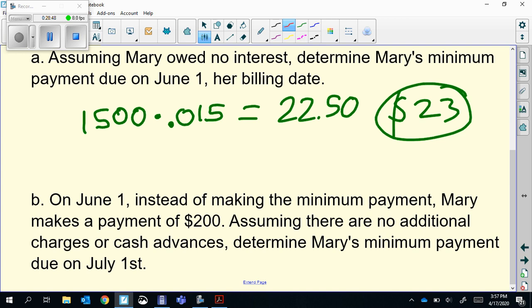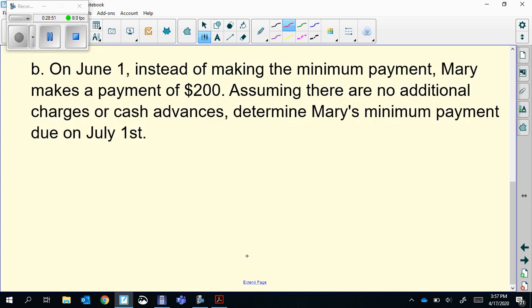So on June 1st, instead of making the minimum payment, here she goes. She's being smart. She's not making the minimum payment. She's paying $200. And assuming there's no additional charges or cash advances, good. She's just going to pay off her credit card without adding to it. So if she paid off $200, that means now she owes $1,300. With no additional charges or cash advances, determine Mary's minimum payment due on July 1st.